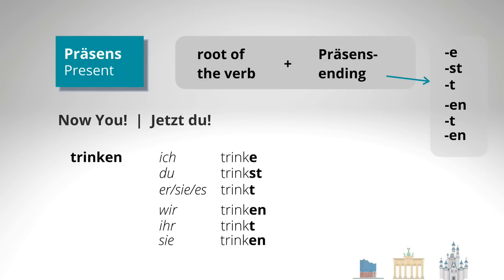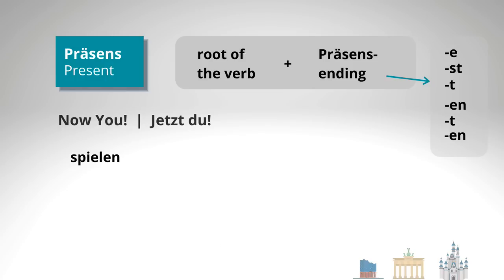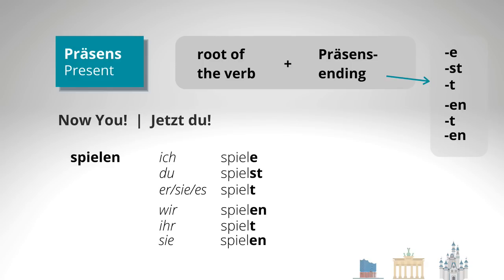Not that difficult, right? Let's have one more. This time we have the verb spielen, to play. Spielen. Again, if you like, you can pause the video and try for yourself. The correct answer would be ich spiele, du spielst, sie es spielt, wir spielen, ihr spielt, and sie spielen. Again, we get the root by leaving out the en in the infinitive, so spielen becomes spiel, and then we just add the Präsens endings. Ich spiele, du spielst, sie es spielt, wir spielen, ihr spielt, and sie spielen.